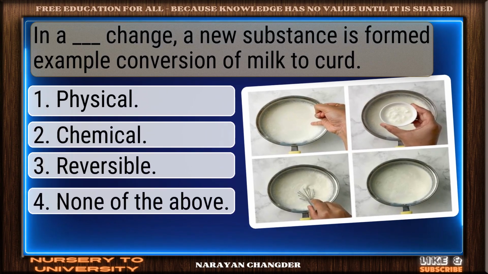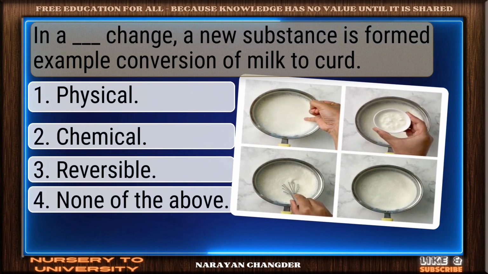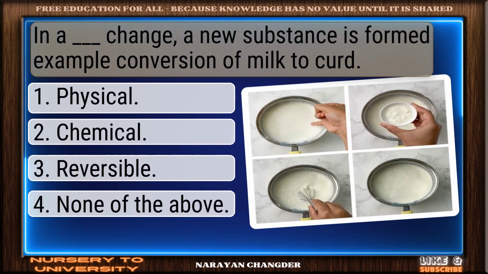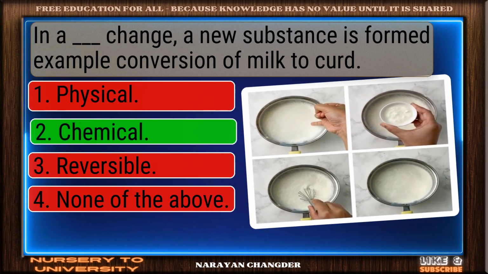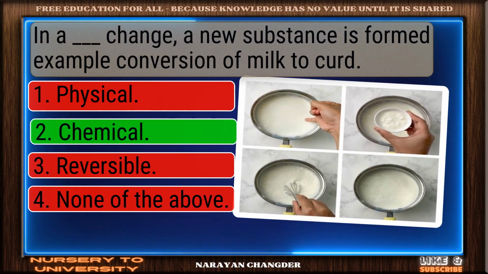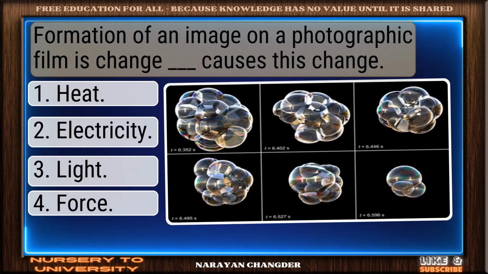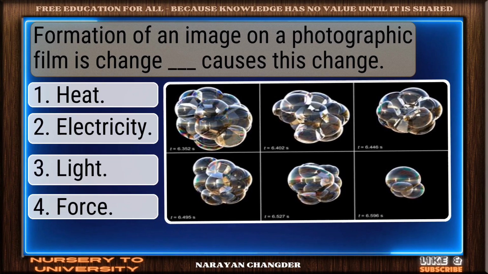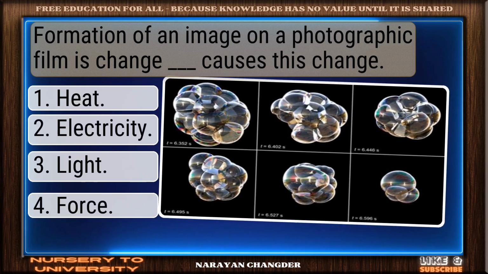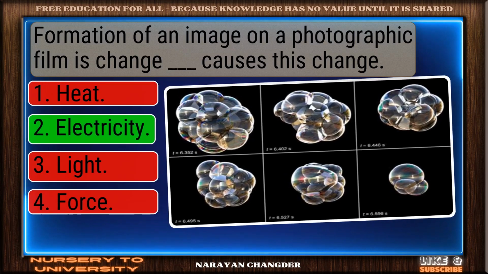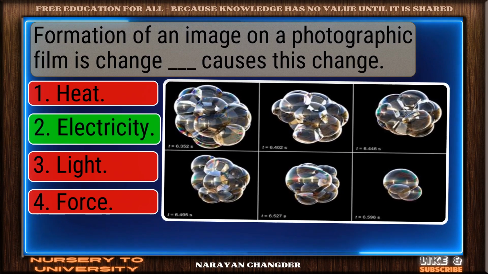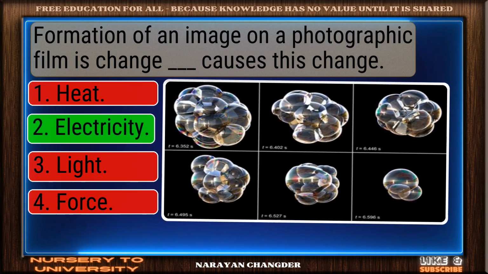In a dash change, a new substance is formed. Example, conversion of milk to curd. Good thinking. Chemical is the right answer. Formation of an image on a photographic film is change dash causes this change. You're right. Electricity is the correct answer.